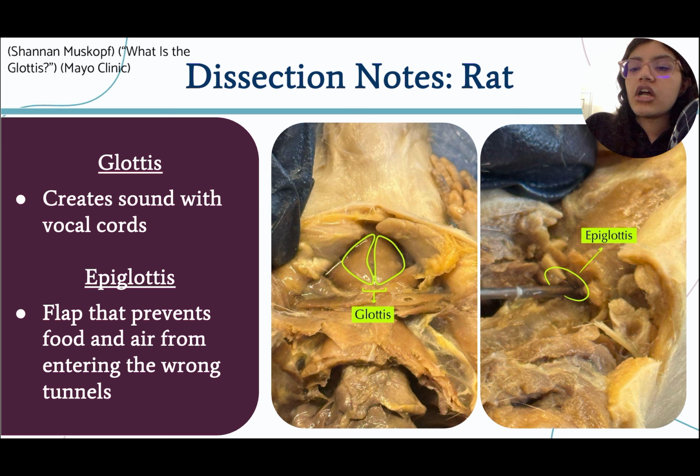There's also the glottis, which is the vocal cords that reside in the vocal box, and these create the sounds that the rat uses for communication. But there's also another structure with a similar name but a different function called the epiglottis, and this is the flap between the pharynx and the trachea that prevents food and air from entering the wrong tunnels. And so for the respiratory system, this prevents food from going down the trachea. Otherwise, you could choke.